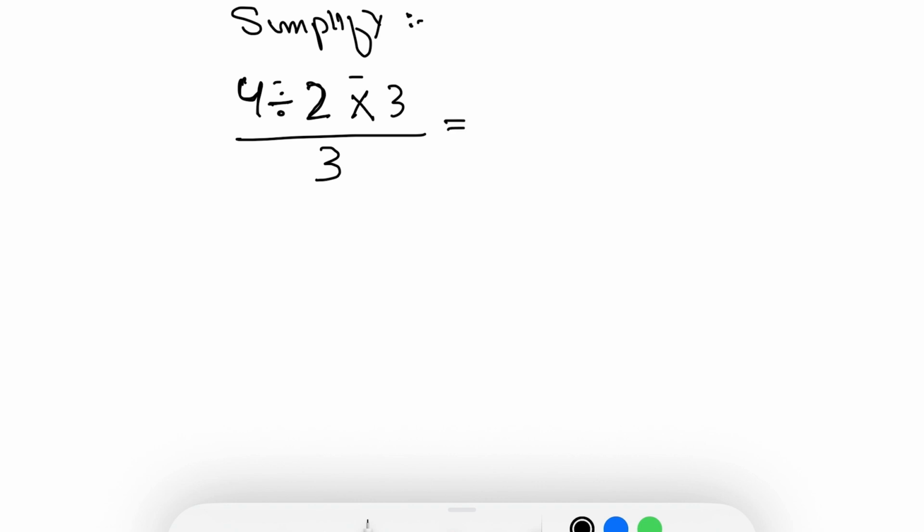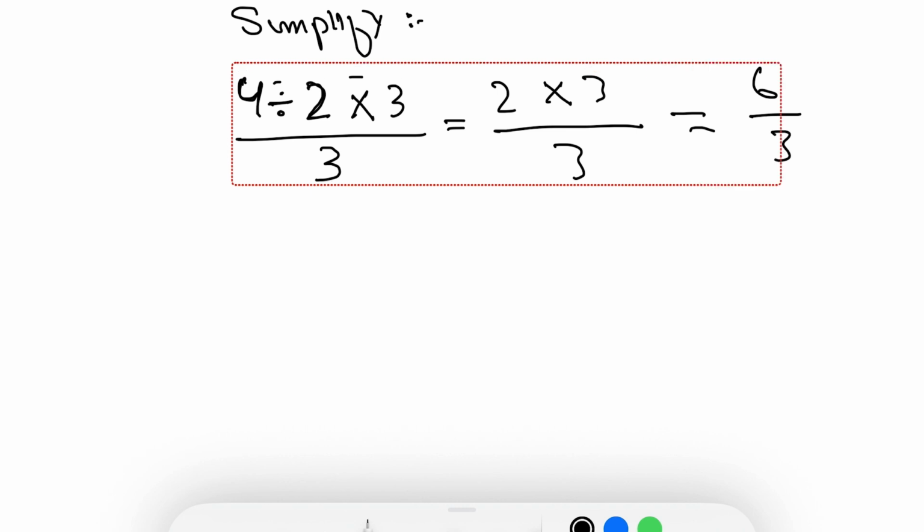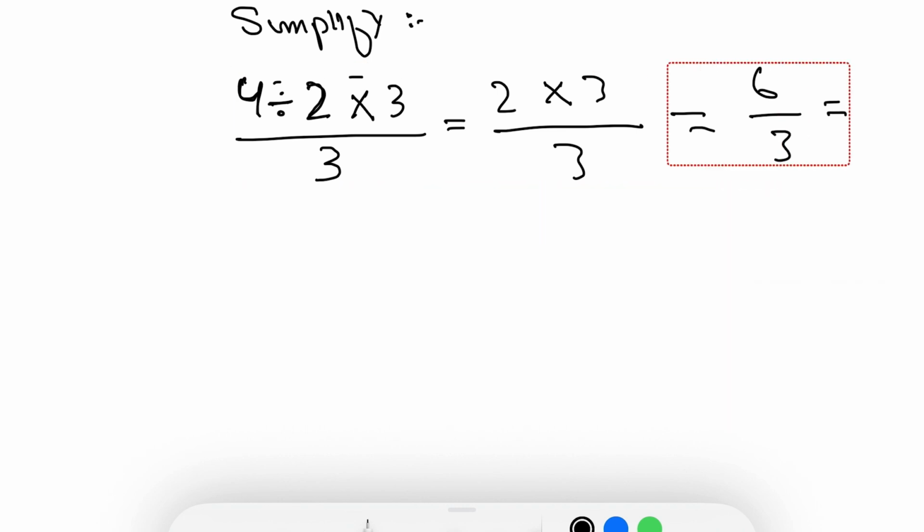So first of all we simplify the division. 4 divided by 2 is 2, multiply by 3, and divide by 3. Now we simplify: 2 multiplied by 3 is 6, and 6 divided by 3 is equal to 2. So 2 is the right answer.